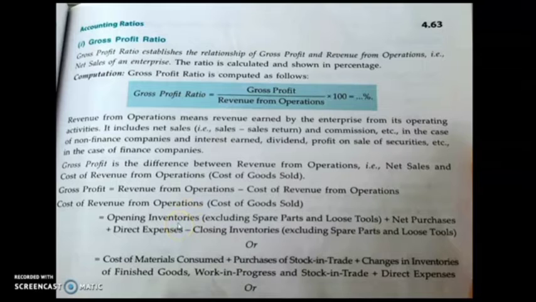The same formula we studied earlier is used here, but the only thing is you have to exclude spare parts and loose tools when you calculate cost of revenue from operation for gross profit ratio. The other formula is cost of revenue: cost of material consumed plus purchases of stock in trade plus changes in inventories of finished goods, work in progress and stock in trade plus direct expenses. So these are related to manufacturing companies. And the other formula for calculation of cost of revenue from operation is revenue from operation minus gross profit, if you are asked to calculate cost of revenue from operation. So these are the formulas related to gross profit ratio.